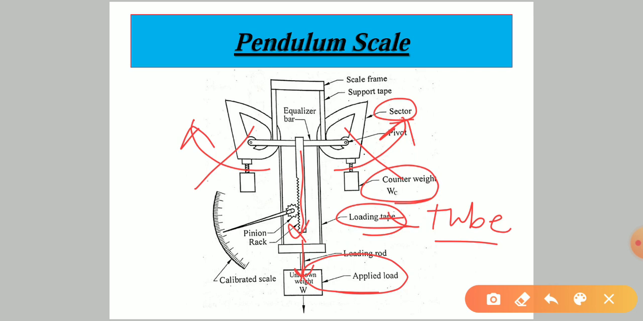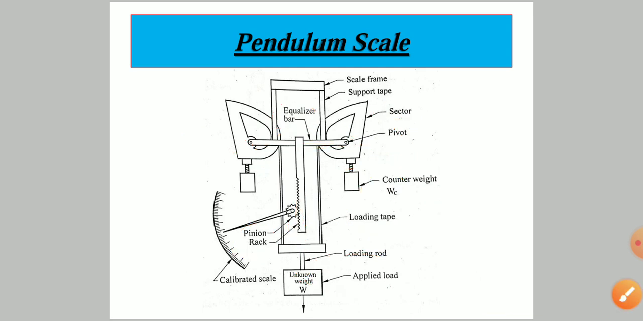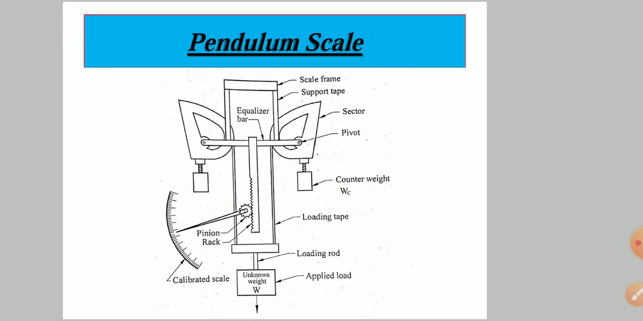The linear motion of the equalizer bar is converted into angular movement of the indicator, which is a pinion and rack arrangement over here, and the deflection of the pointer is calibrated in terms of applied force. This is the calibrated scale which indicates the force. So this is the pendulum scale, and this is the end of today's lecture. Thank you very much for watching.